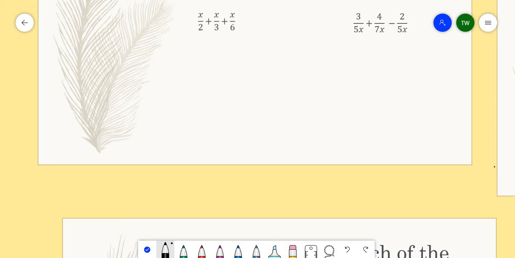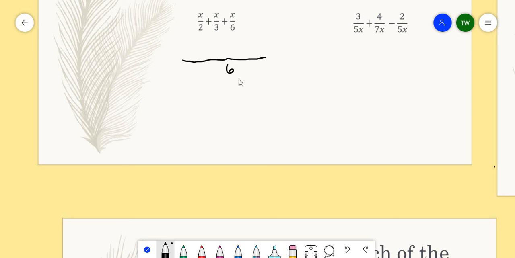In this video, what we're going to look at is how we add and subtract algebraic fractions. So the first example we have here is x divided by 2 plus x over 3 plus x over 6. Now what you would need to do is to find a common denominator of all these denominators here. And one common denominator of 2, 3, and 6 would be 6.